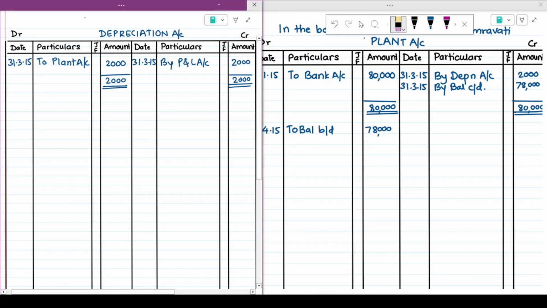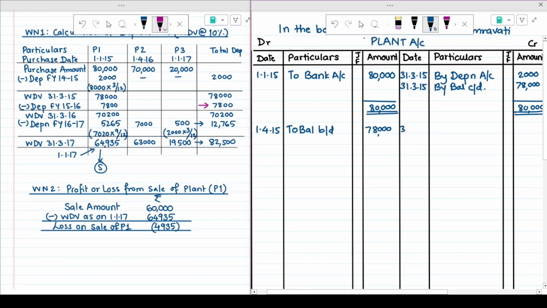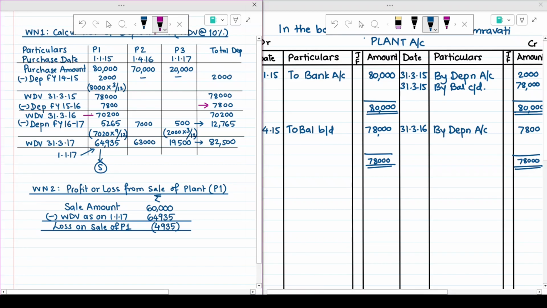Now let's see second year. In second year, no asset was purchased or sold. So there is only one depreciation entry at the year end. So let's pass the entry. 31/3/16 by depreciation account. Amount is 7,800. We can close the books. 78,000, 78,000. 78,000 minus 7,800, we have this value here, 70,200.